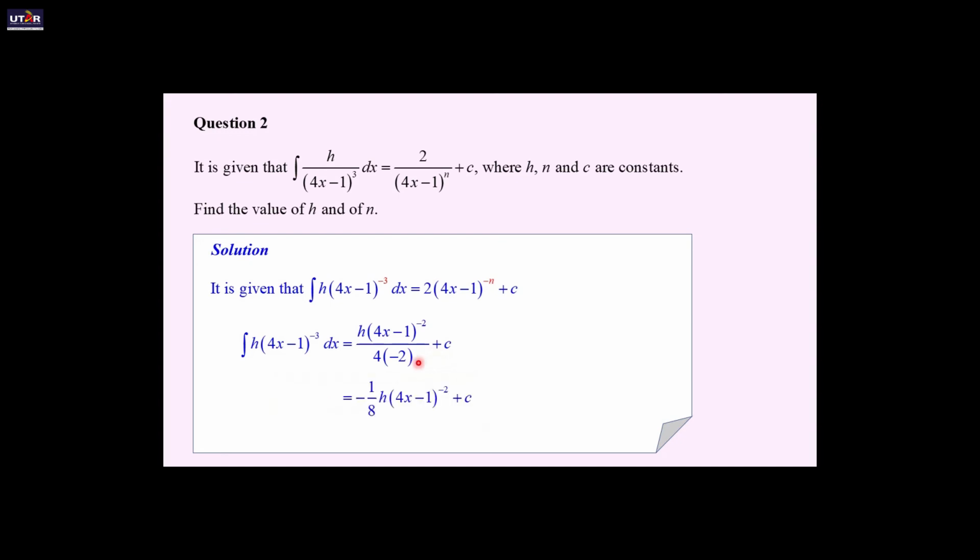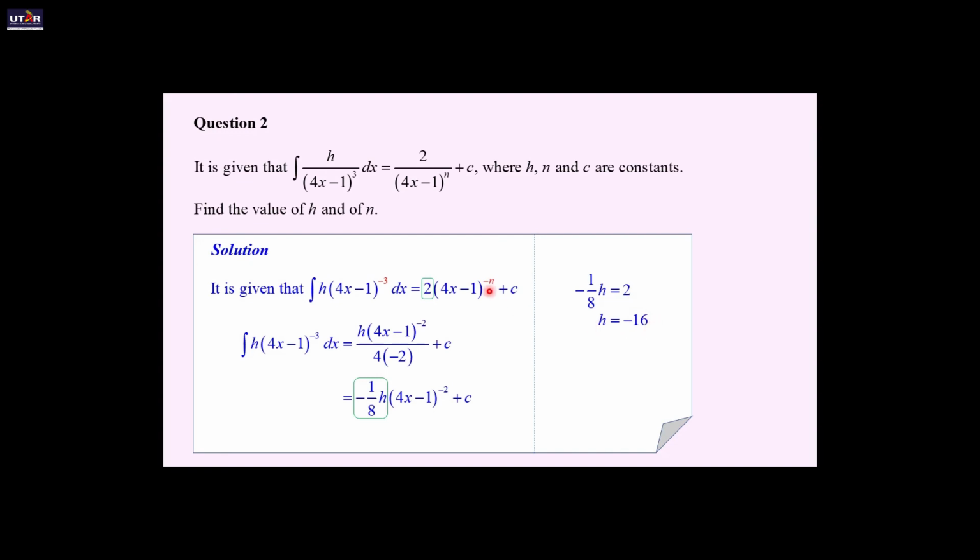Simplify the function, we will obtain h over negative 8. We can also express it as negative 1 over 8 multiply h, multiply (4x minus 1) to the power of negative 2 plus c. Let us compare this expression to the right hand side. So in the right hand side, the constant outside of the bracket is 2, and it will equal to negative 1 over 8 multiply h. So from here, we have the equation negative 1 over 8 h is equal to 2. Therefore, h will equal to negative 16.